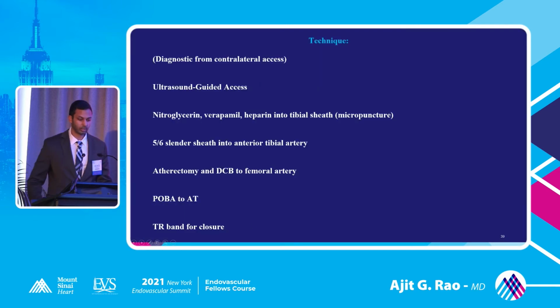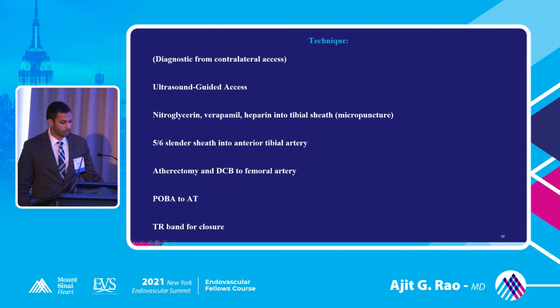So in terms of the technique, this was an anterior tibial artery access with ultrasound guidance. My typical cocktail for this is to give 200 mics of nitroglycerin, 2.5 of verapamil, and then 3,000 units of heparin. So once I get access, I inject all of that into the micropuncture sheath. And then I also give systemic heparinization.